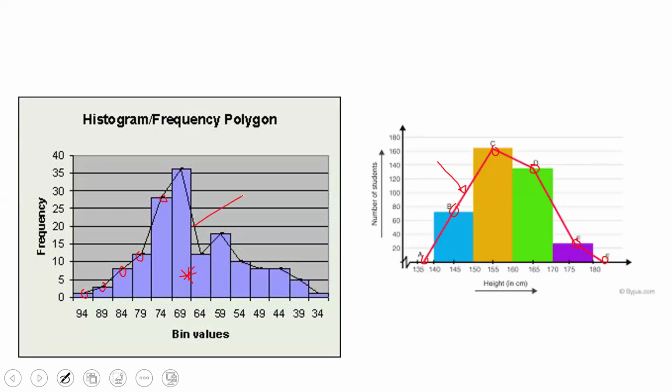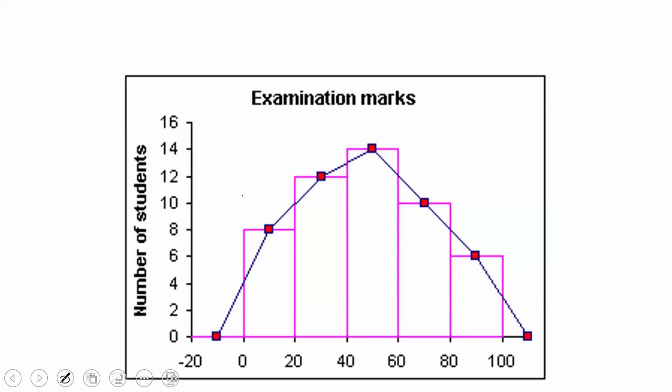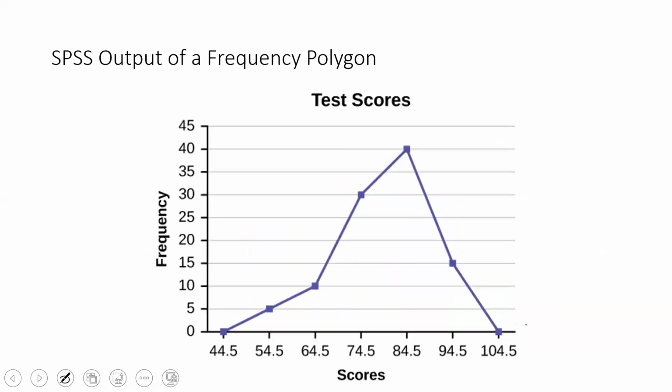It helps you to look at the shape of your data. See, it's clearer here. That blue line is the frequency polygon, where all these red dots are the middle of your bars in your histogram. So connecting them is your frequency polygon, and that is a frequency polygon. So this is with the bars removed. It can give you the shape of your distribution.